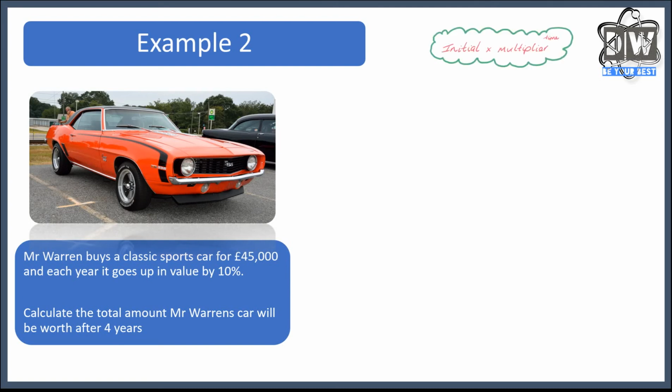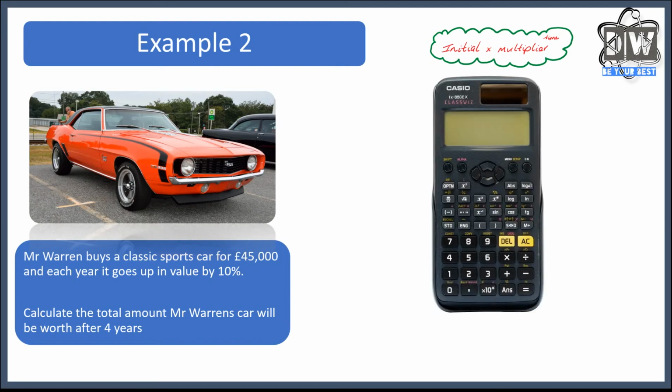So let's look at that formula again. Initial times the multiplier to the power of time. So the initial is going to be 45,000. So write down 45,000 timesing by the multiplier. What's the multiplier going to be? It's 10%, isn't it? But remember, we've got 100% plus 10%, which gives us 1.1. So it's 1.1 over the time, which is 4 years. So we can see that, can't we? Initial times the multiplier to the power of time, 4 years.